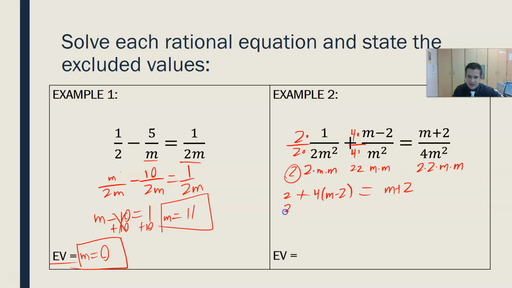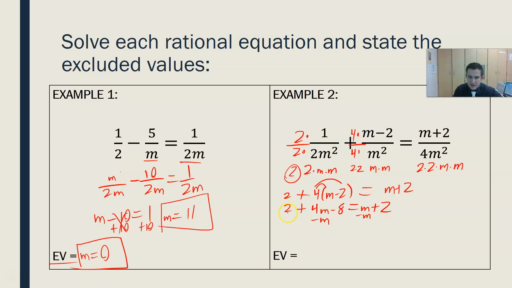Let's take care of this. 2 plus, if I multiply these together, I get 4m minus 8 equals m plus 2. I have m's and I have numbers. I need to get all my m values on the left. I need to get all my number values on the right. So I'm going to go ahead and subtract m on both sides.